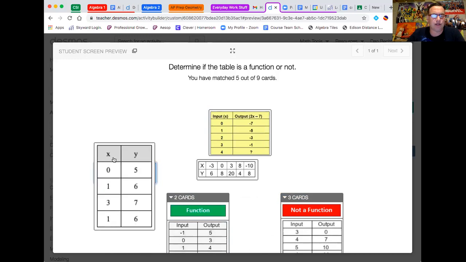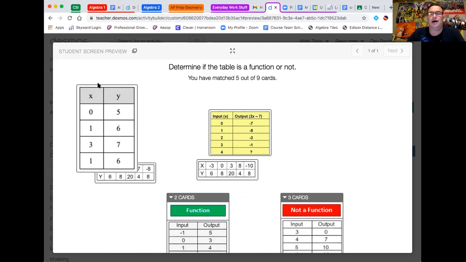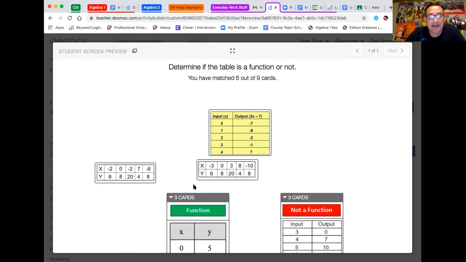Okay, let me see this one here. Ha ha. Look at this one. Is this a function? Look at your X's, look at your Y's. Is this a function? Got 1 minute left, and that's okay. It is a function. They're tricking us. I've got the one that repeats, but it goes to the same number. This one is absolutely a function.